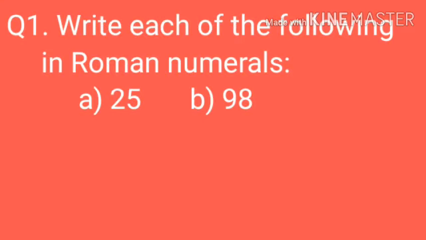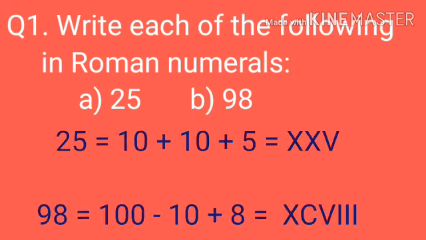Let's do some questions. Write each of the following in Roman numerals. Question number 1, 25. For 25, with the rule we can write 10 plus 10 plus 5. So for 10, X, X, and V. If you remember, 20 is XX, and 5 is V. So you can write directly XXV. Similarly for 98, we know 90 is XC, and 8 is VIII. With the rule we can write 100 minus 10 plus 8. So 100 minus 10 is 90, and plus 8 is 98.